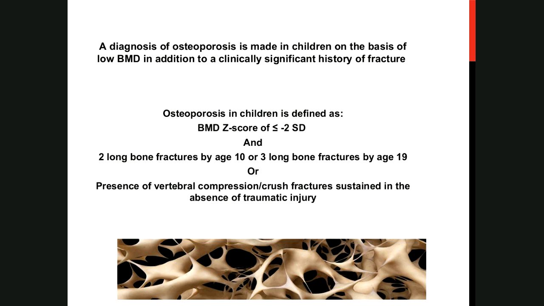And so the diagnosis really hinges on having not only a low BMD, but having a clinically significant history of fracture. What we've translated to is having a BMD Z-score of less than or equal to minus 2 standard deviations and either 2 long bone fractures by the age of 10 or 3 long bone fractures by the age of 19. Or, if you have the presence of vertebral compression or crush fractures sustained in the absence of traumatic injury, that would on its own give the child a diagnosis of osteoporosis.